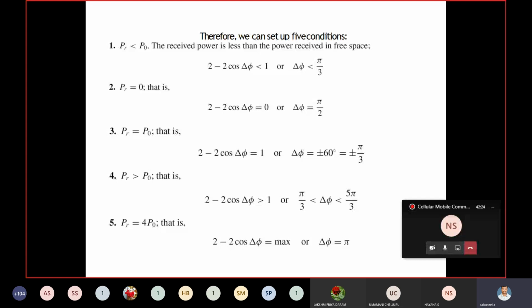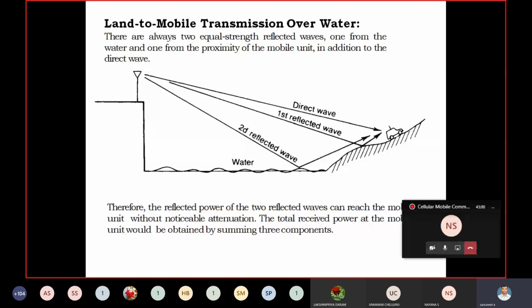Here, land to mobile transmission over water. Over water, we have to consider three waves. One is the direct wave, and the second and third are reflected waves: the first reflected wave from the ground, the second reflected wave from the water. Based on this, now we have to generate the equation.